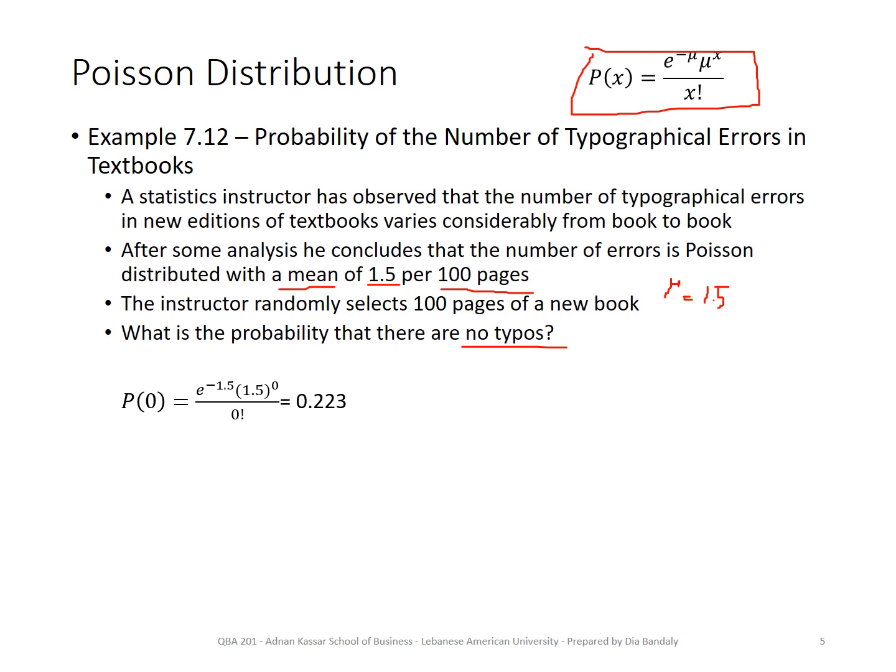So p of 0 is exponential minus 1.5, because 1.5 is our mu, right? And that's why I told you it's very important to know what is the mu that they are talking about. It's very important. And we multiply that by mu, 1.5, to the power x, which is 0 in this case, over 0 factorial, and we'll get 22.3%.